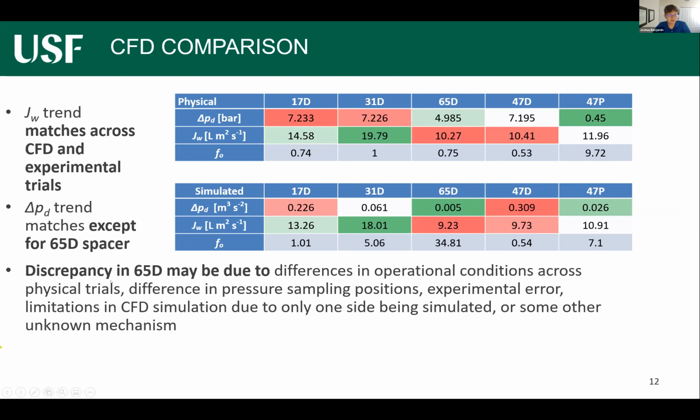And so this discrepancy in the 65D could be due to a couple different things, like differences in operational conditions across the trials, pressure sampling positions, experimental error, or just some kind of limitation in the simulation due to one side being simulated or just something else. That's the beauty of simulating complex stuff.